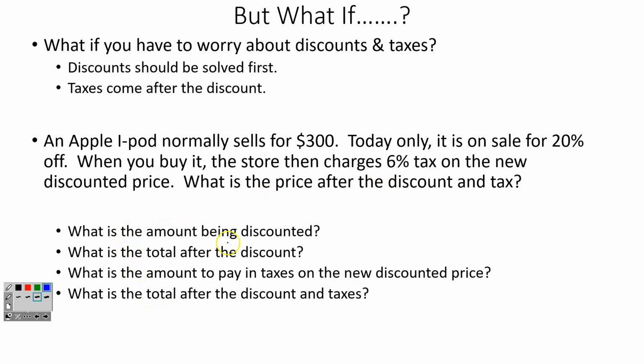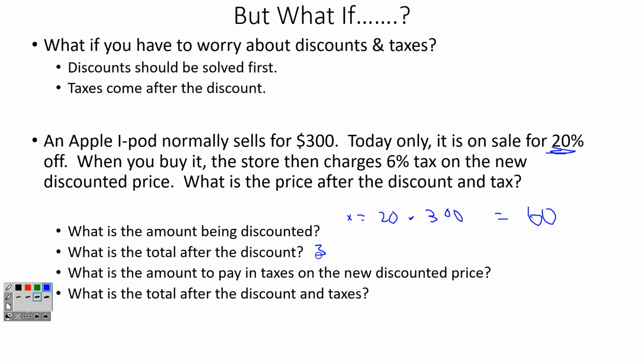Well, basically there's four things to do now. We have to figure out the amount being discounted. So that's going to be x equals my percent that's on sale. We're going to do the discount first, times the cost. So I'm going to do 0.2, or I could also do 20 times 300 divided by 100. And that's going to give me an answer of 60. So $60 is coming off the price.